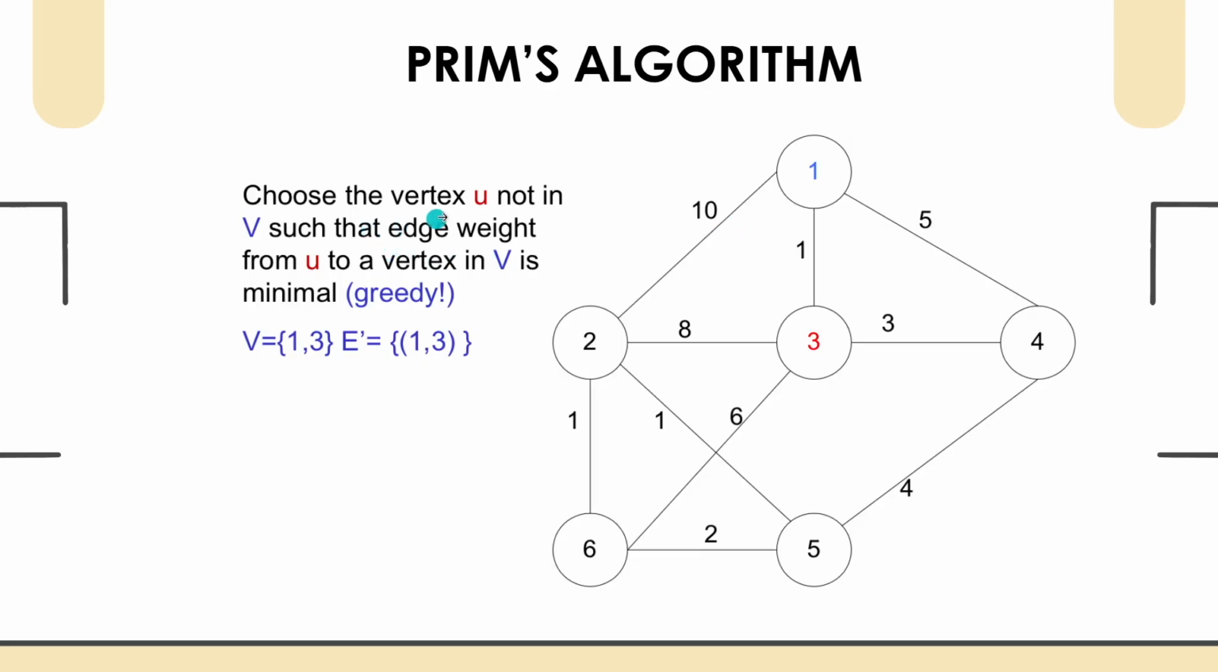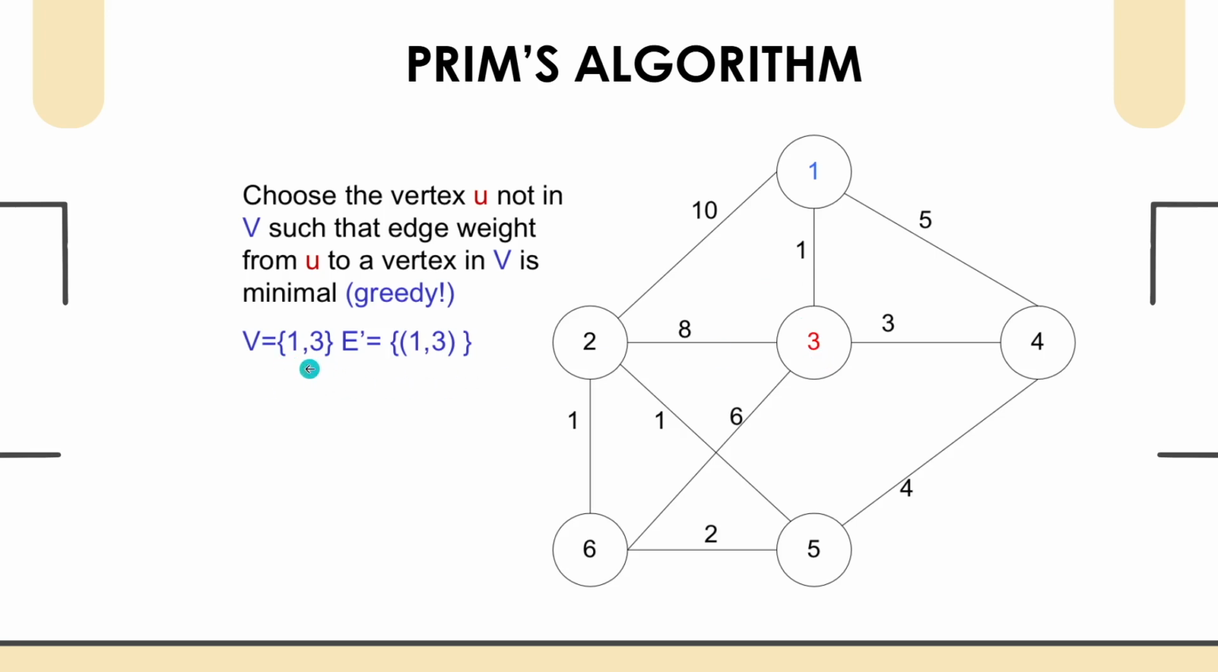So, you choose the vertex u that is not in V such that the edge weight from u to a vertex in V is minimal. Here, from 1 we have 3 vertices reachable, namely 2, 3 and 4, of which reaching 3 is with the minimal cost of 1. And so, I just add vertex 3 to my vertex set.